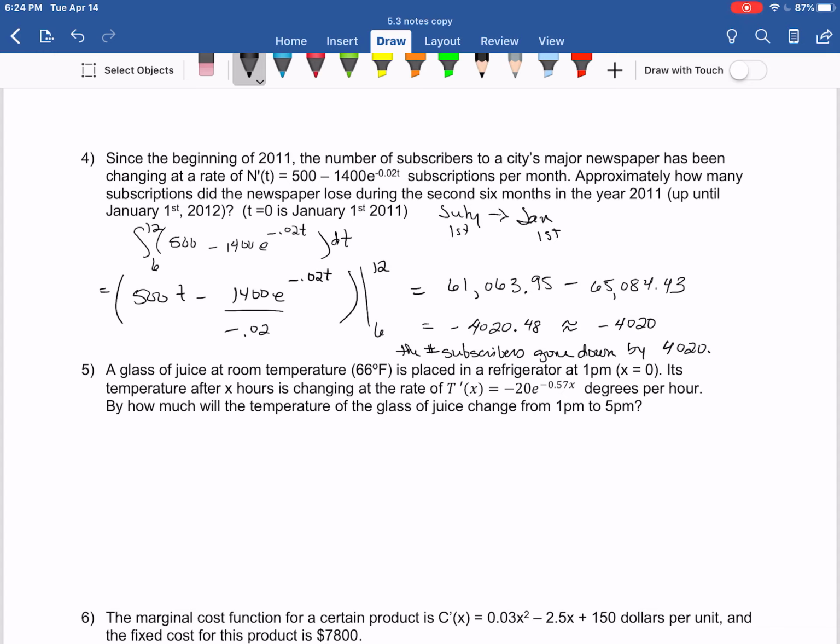All right, here we go for question number 5. A glass at room temperature, 66 degrees Fahrenheit, is put in the refrigerator at 1 p.m. That's at the beginning, x equals 0, 1 p.m. The temperature after x hours is changing at this rate that's given to you, in degrees per hour. By how much will the temperature of the glass change from 1 p.m. to 5 p.m.? So that means we want to integrate from 0 to 4, because 1 p.m. is when x equals 0, and 5 p.m. is 4 hours later. That's when x equals 4.